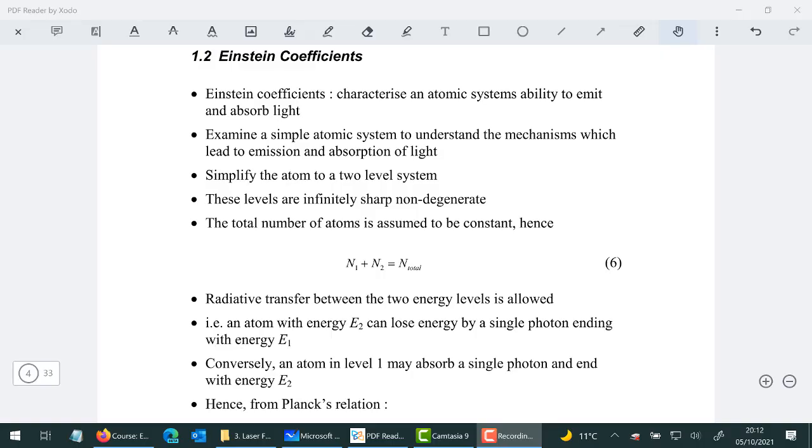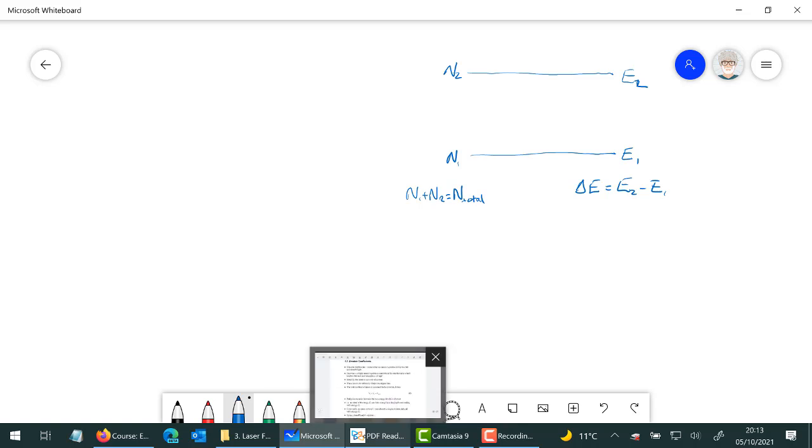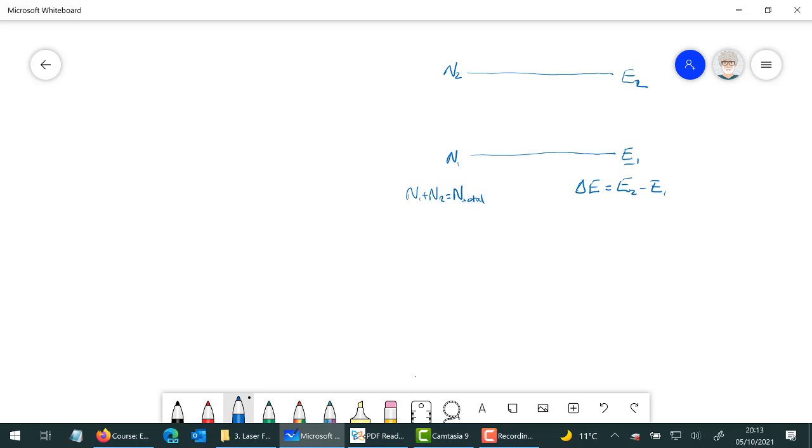So we've said that the generation of light within a laser is not a thermal process. It comes about by stimulated emission. So we need to now think about, well, what does that actually mean to stimulate the emission of radiation? Let's go back to our two-level atom. So we've got energy level 1, energy level 2.